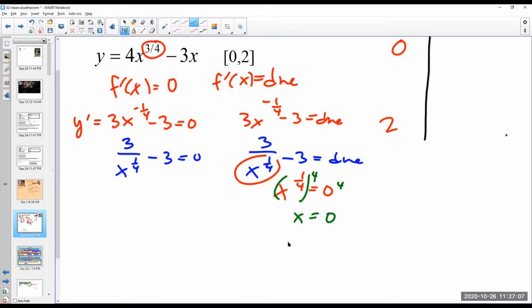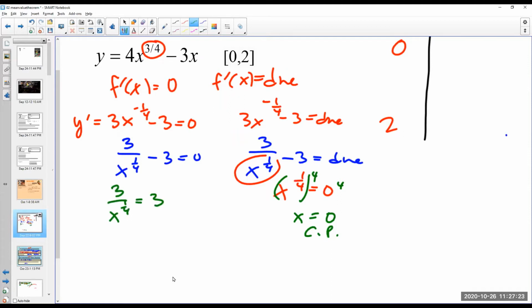So x equals 0. So that's going to be one critical point. On the left side here, remember the strategy is to cross multiply if you can. So this is going to be 3 over x to the 1/4 is equal to 3.